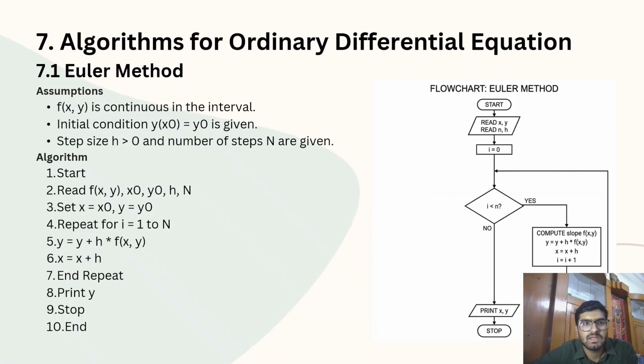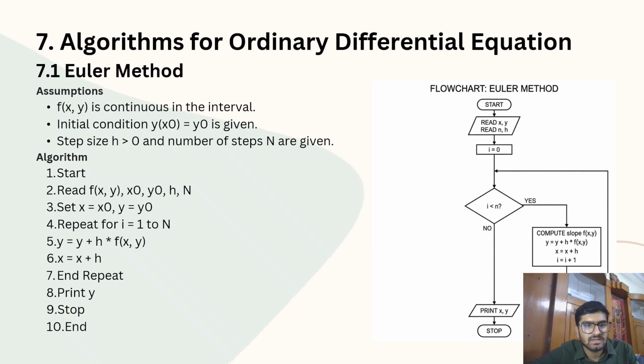The last question, the algorithms for ordinary differential equations. The first is Euler's method. Assumptions are f of x comma y is continuous in the interval. Initial condition y of x0 is equal to y0 is given. The step size h is greater than 0. The number of steps n is given.